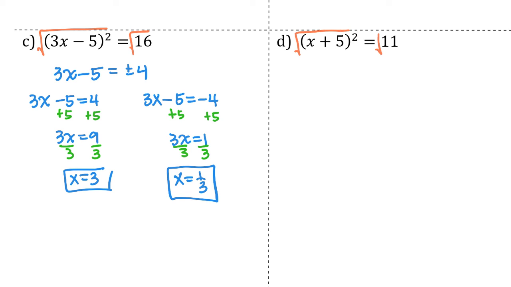I want to cancel the squared. So let's go with that. X plus 5 equals the square root of 11. I have no idea what the square root of 11 is. So it's irrational. So I'm going to leave it as plus or minus square root 11.